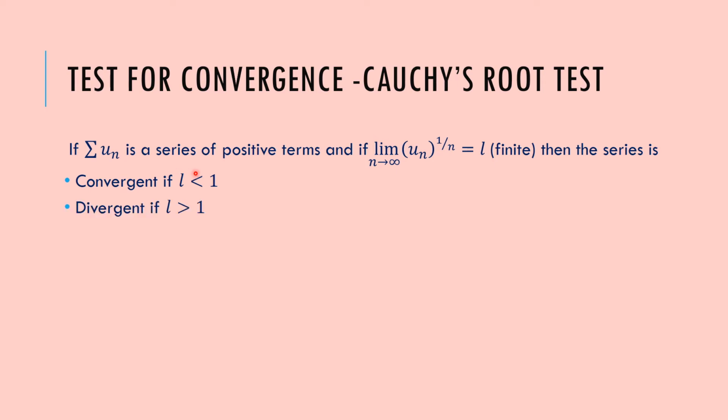If L is greater than 1, then the series is divergent, and if L is equal to 1, this test fails. We have some alternate method to find the nature of the series whenever L equals 1, but we restrict our study to Cauchy's root test only. So we won't bother about what happens whenever L is equal to 1. In this video, I will be restricting only to check whether it is convergent or divergent, or whether the test fails.